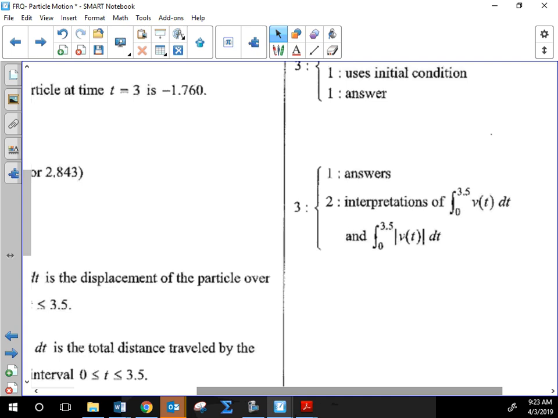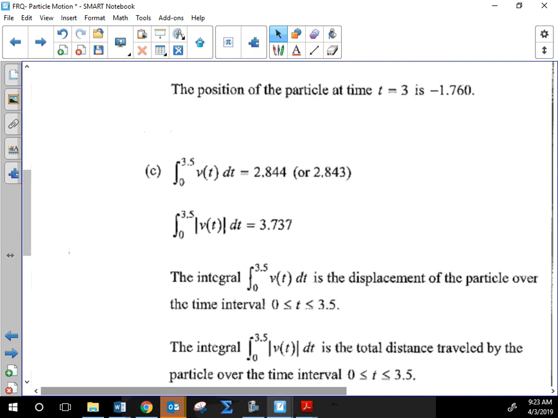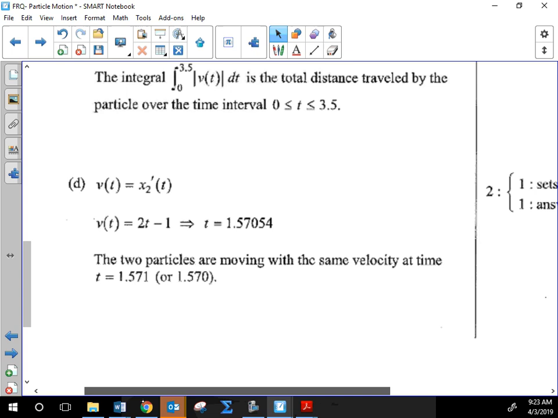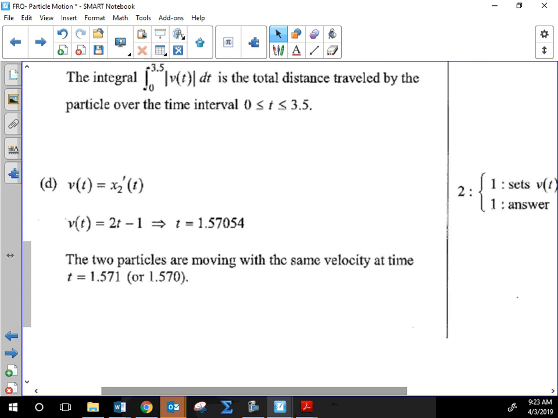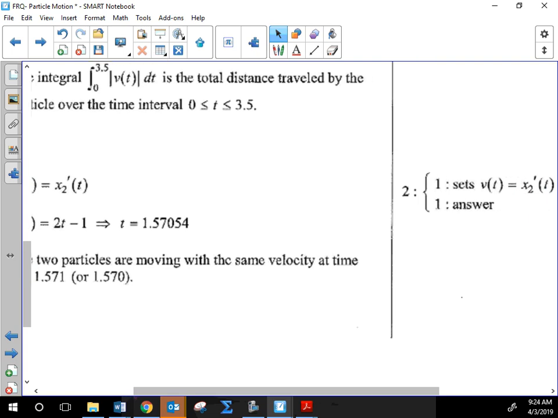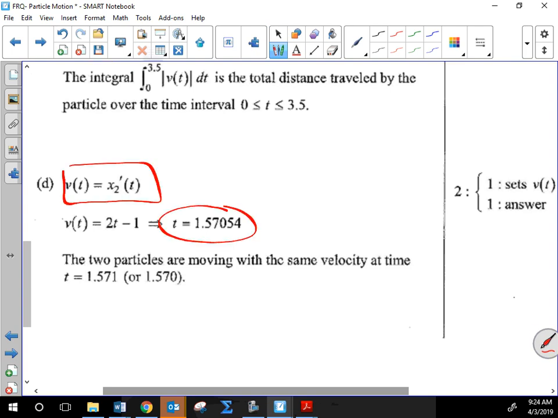Okay. And then D. Should have gotten 1.57054. So 1.571 or 1.570. And so you got 1 point for setting the velocity they gave you equal to the derivative of the position, and 1 point for your answer. So 1 point for setting these guys equal, and 1 point for your actual answer. I feel like this one wasn't actually too bad.